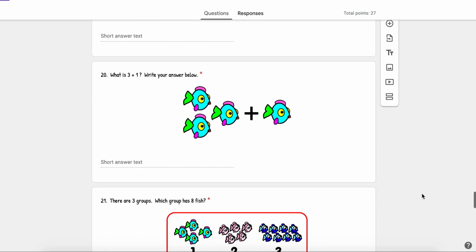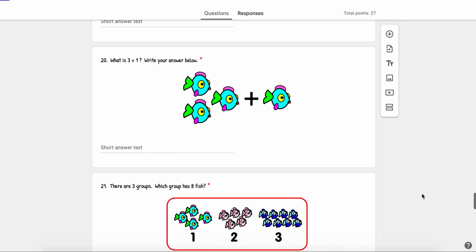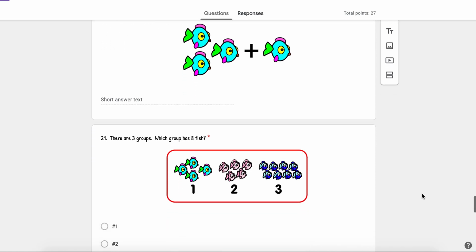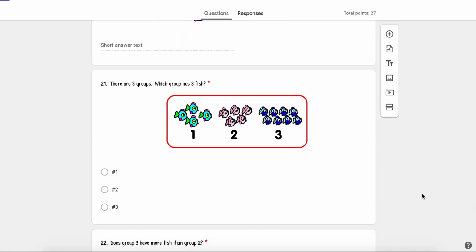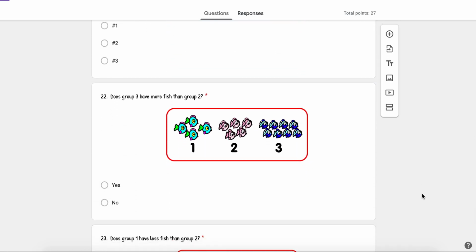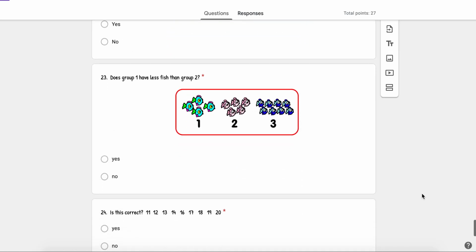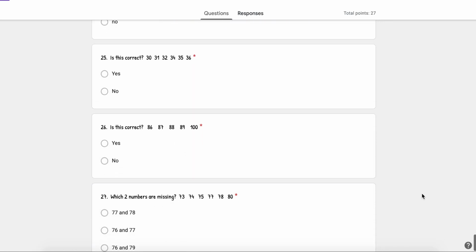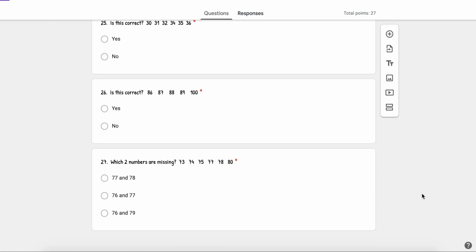Then I move along. What is 3 plus 1 on the next screen? There are 3 groups. Which group has 8 fish? Does group 3 have more fish than group 2? And again, you can see they click yes or no. So all kinds of questions I've set up for your students. I think it's an easy way for you to assess if your students are understanding the material, and you can move forward or review as you need.